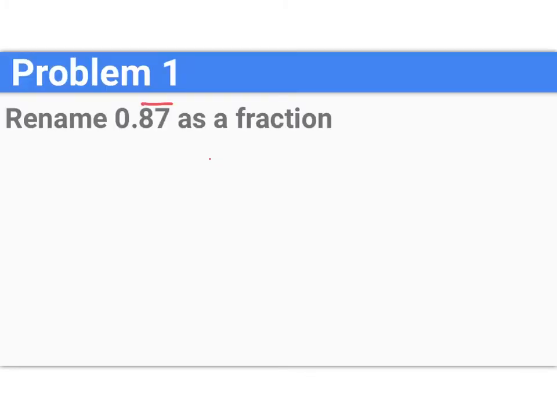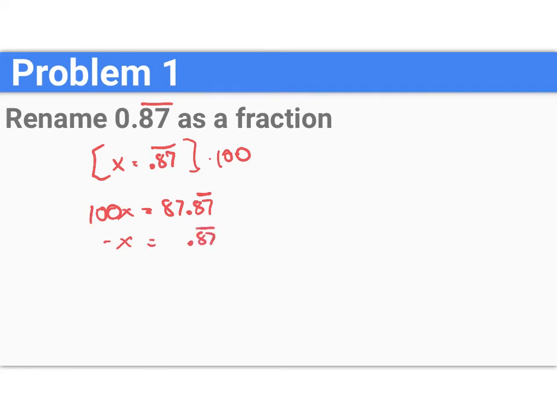Okay, so we have the repeating 87 as a fraction. Let x equal 0.87 repeating. We have to multiply this one by 100, and we get 87.87 repeating. We're going to subtract out the first equation, minus x, 0.87 repeating. So now you have 99x equals 87.